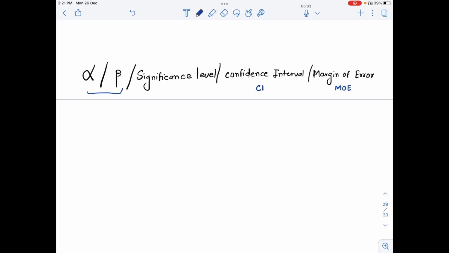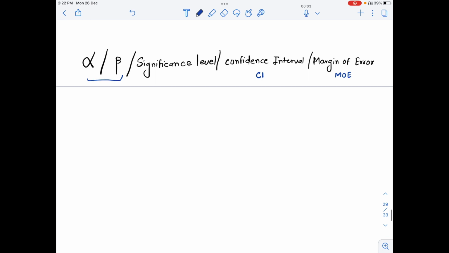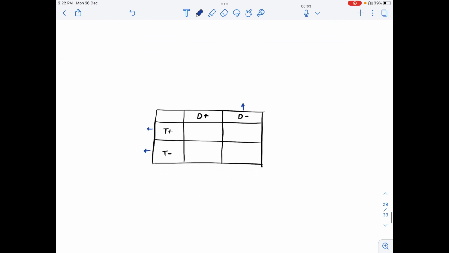So let us now see these few interrelated terms: alpha, beta, significance level, confidence interval, and margin of error. So here is the table that you must have studied during screening or when you calculated specificity, sensitivity, etc. So here D is for disease and T is for test. So if a patient is actually having a disease, then test should come as positive.